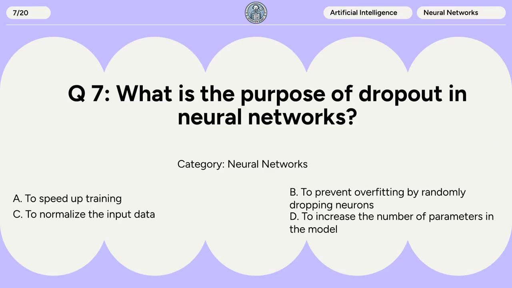Question 7. What is the purpose of dropout in neural networks? A. To speed up training. B. To prevent overfitting by randomly dropping neurons. C. To normalize the input data. D. To increase the number of parameters in the model.